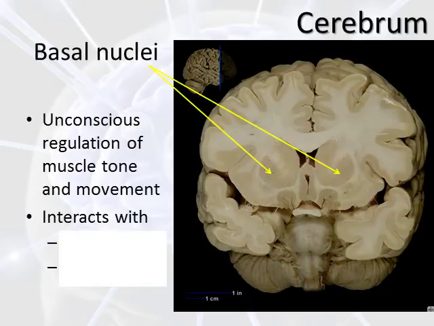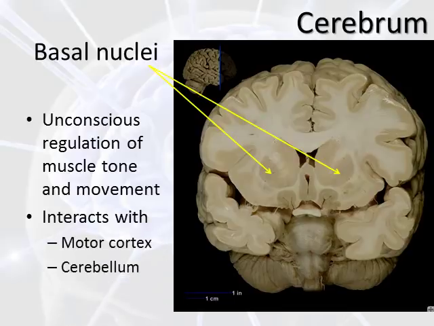Okay, and then down deeper into the cerebrum, we have these areas called the basal nuclei, and this is controlling unconscious regulation of muscle tone and movement. This interacts with the motor cortex as well as the cerebellum to help control posture and muscle tone and movements that we don't really have to think about.